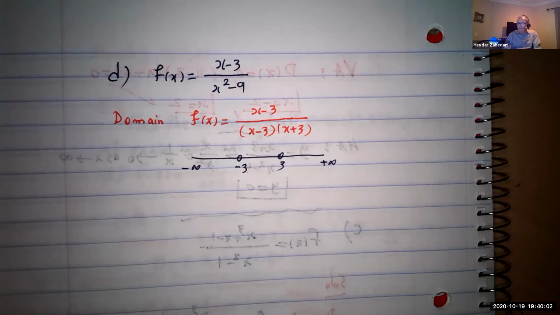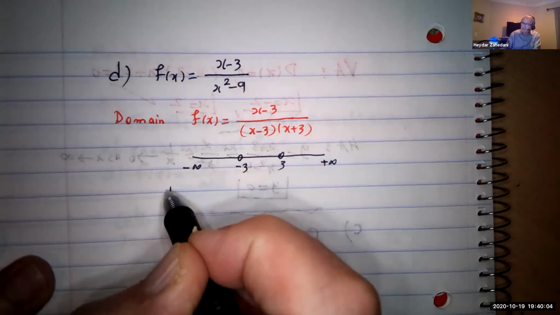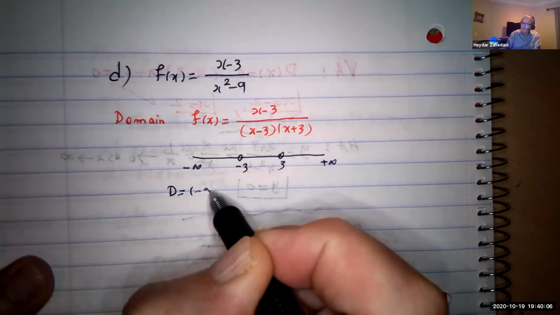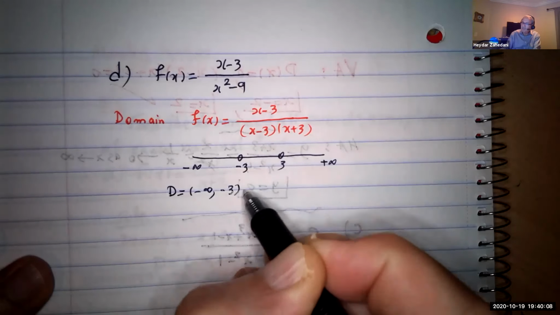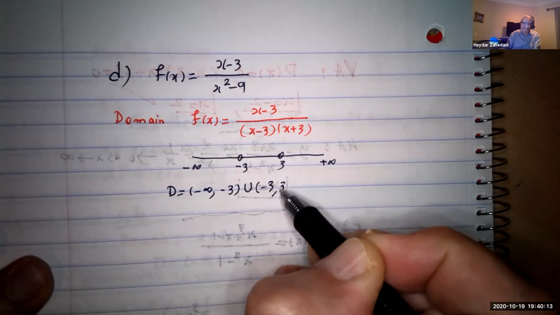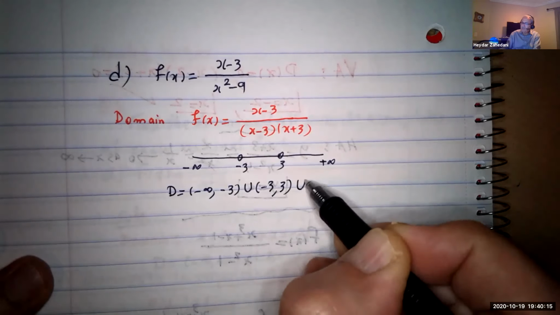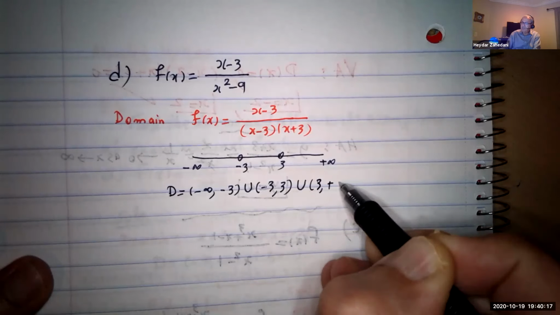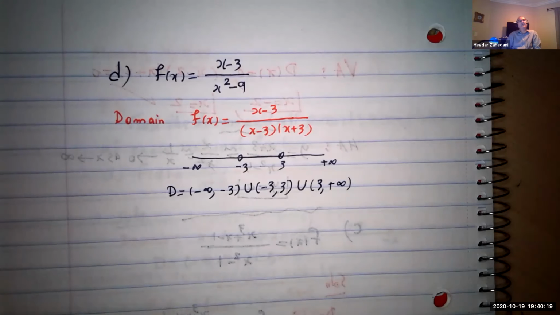So go for it. What's going to be your domain? Domain: -infinity to -3, union with -3 and +3, union with 3 and +infinity. Okay, make sure you use these parentheses, not brackets. That's your domain. Any question?